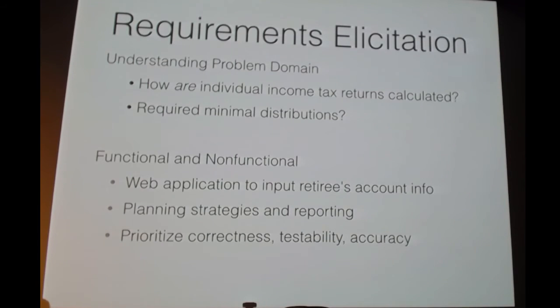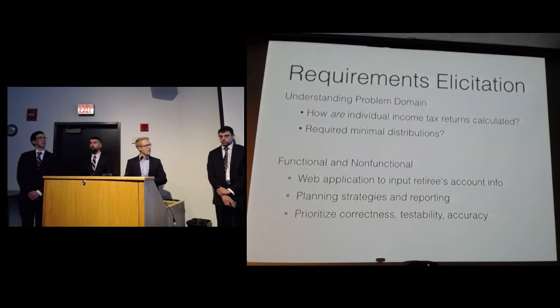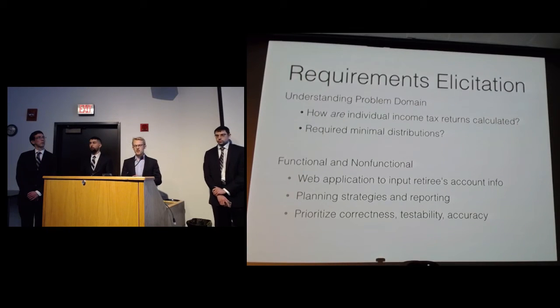During requirements elicitation, our gathering, we quickly learned that understanding the problem domain, understanding tax, would be a big challenge for us. Not many of us are experts on tax, so we needed to understand required minimum distributions, the tax code itself, and different retirement account types like 401k, Roth, etc. We need to have a foundation for how this is calculated.